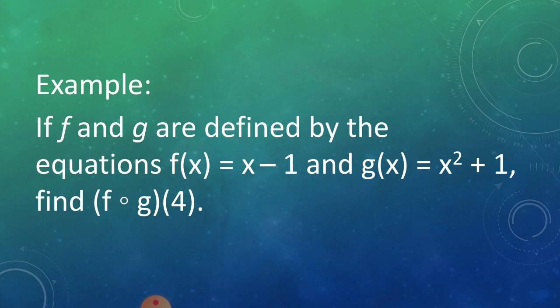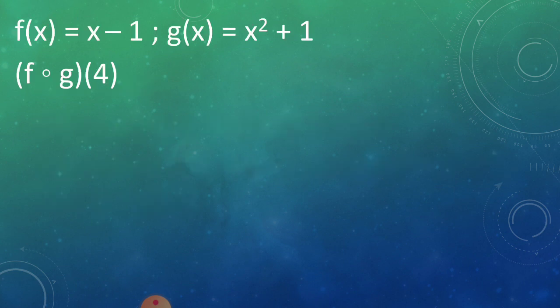Another example. If f and g are defined by the equations f of x is equal to x minus 1 and g of x is equal to x squared plus 1, find f composed with g of 4. From this example, there is already a given value of the x variable. In getting f composed with g of 4, we have two ways to solve for it. For the first one, we need to first get f composed with g of x, and then the resulting function will be evaluated with an x value of 4.